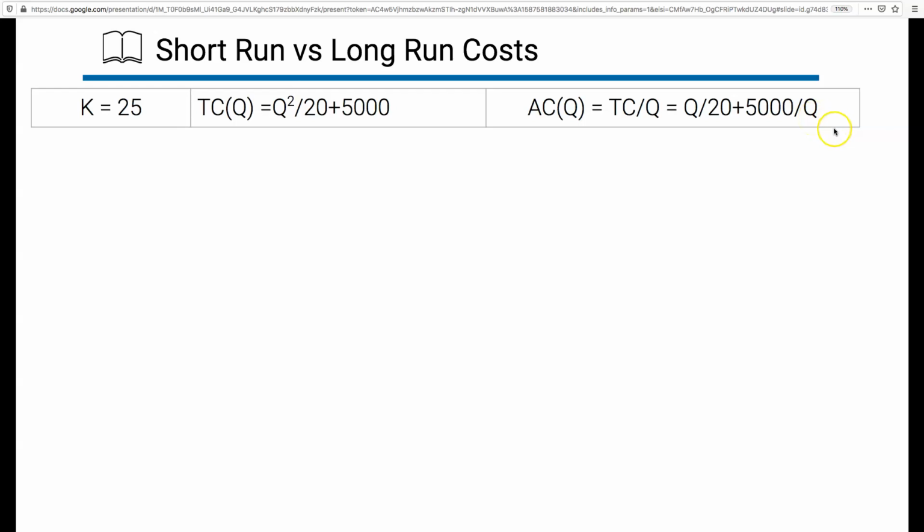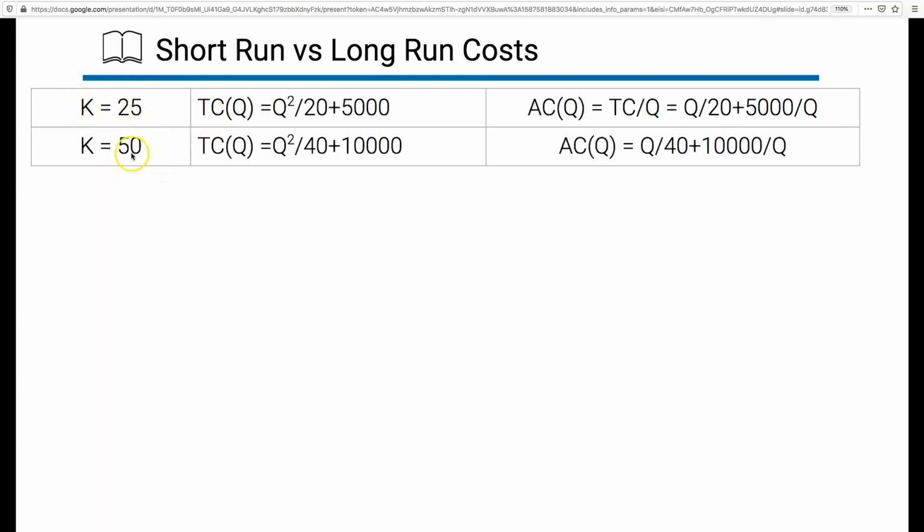Let's now do a similar type of derivation. And if you're curious, you can double check my calculations on your own. But suppose that instead of a short run capital level of 25, I'm going to look at a short run capital level of 50. That will give me a slightly different total cost, q squared over 40 plus 10,000. You can see that because I doubled the amount of capital, my fixed cost component doubled, my variable cost component actually halved, and the average costs reflect that as well.